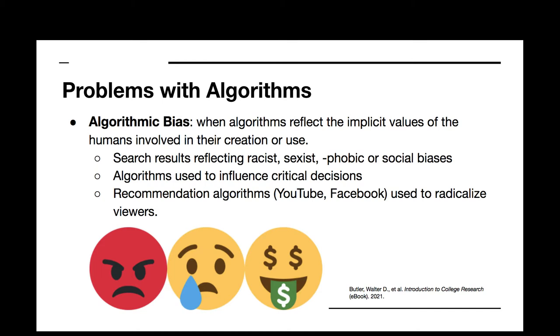Some examples of algorithmic bias include search results that reflect racist, sexist, phobic, or social biases, and algorithms that are used to influence critical decisions. This is when companies sometimes use online platforms or specialized software to determine who they hire or who they fire, who gets approved for loans or insurance, or who gets into college. So bias that is built into these systems is an issue. There's also recommendation algorithms on YouTube, Facebook, or other sites which have been known to radicalize viewers and send them down a rabbit hole of disinformation and conspiracy theories. Now, because of the attention and criticism that online platforms have received, many companies have started to work on fixing algorithmic bias, but they still have a long way to go.